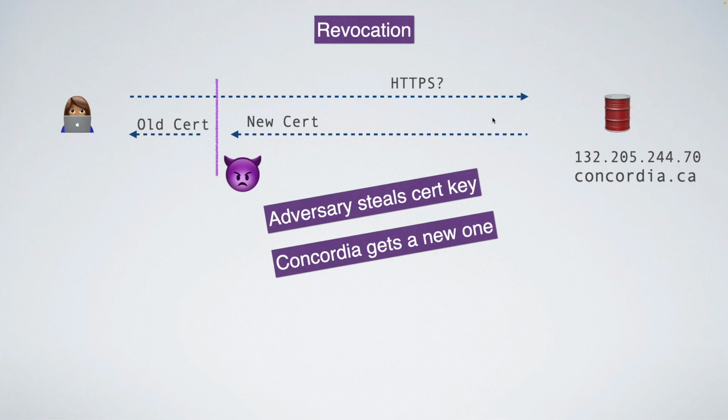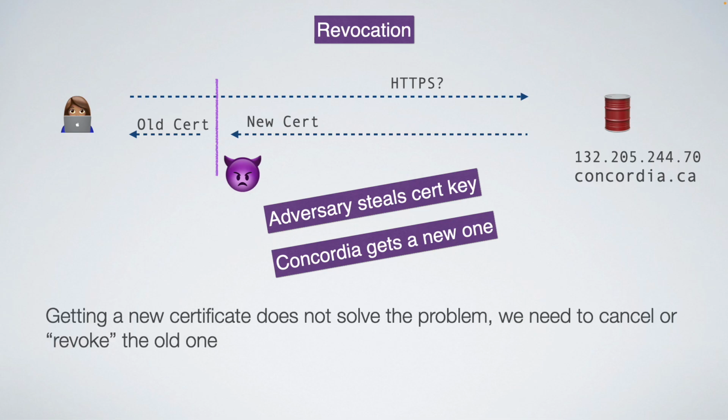So the user will connect to Concordia. Concordia will send its new certificate. The adversary will just replace it with the old certificate that it knows the key for. And then the user doesn't know that there is a new certificate to look for. Okay, so we need to explicitly cancel or revoke the old certificate.